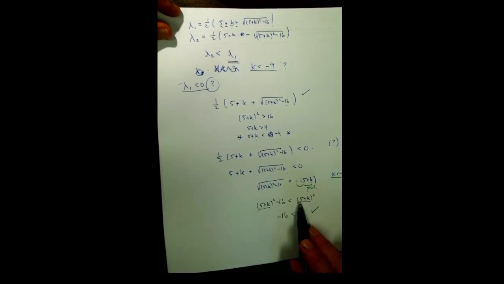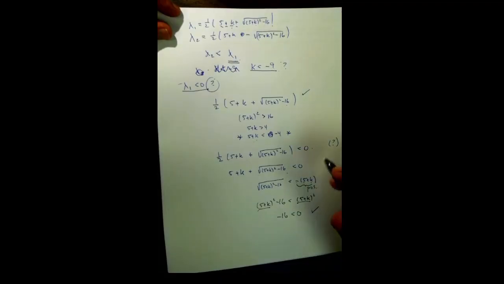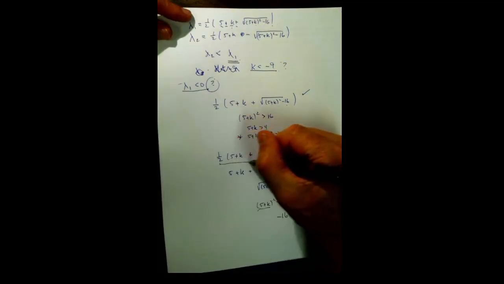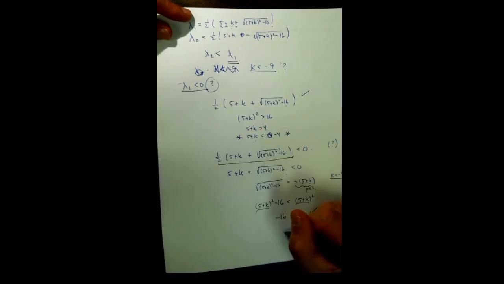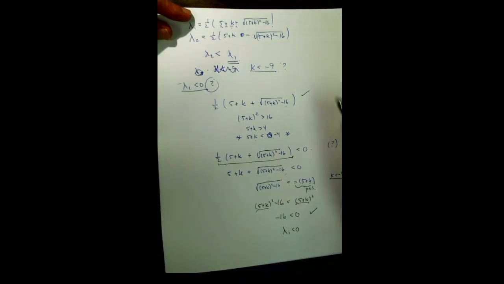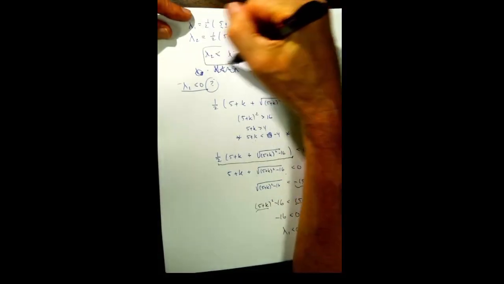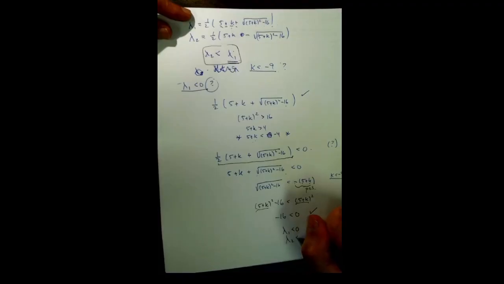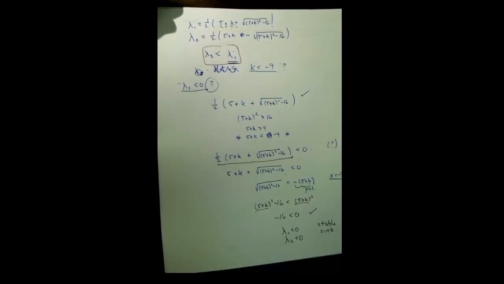So this implies this, which implies this, which goes all the way up, and that immediately implies, right, this thing right here means that my lambda 1 is negative. And because of this expression here, that means lambda 2 is negative. So this is going to be a stable sink since they're both real and both negative.